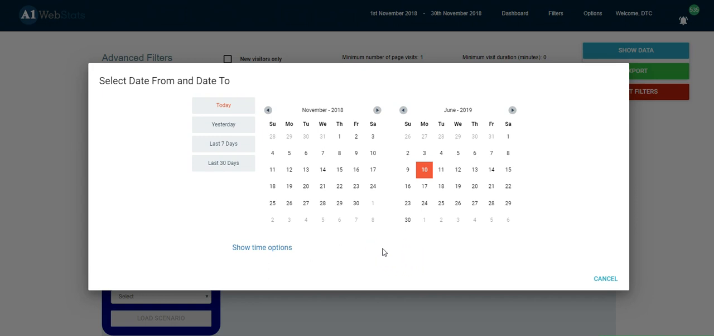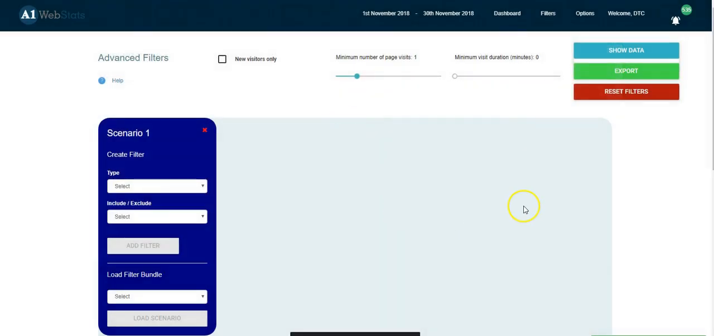Here we're going to use filters to examine what happened to people after clicking through from an email campaign over a certain time period.